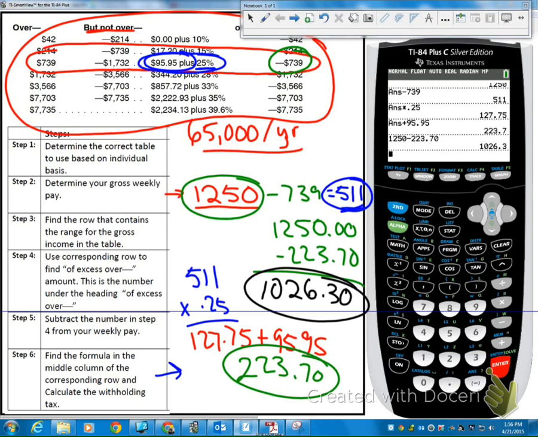Now we're going to do some more practice with this, and we're going to see lots of different examples, but I wanted to give you a chance to see how we're using our table here to find what our total net income is going to be.